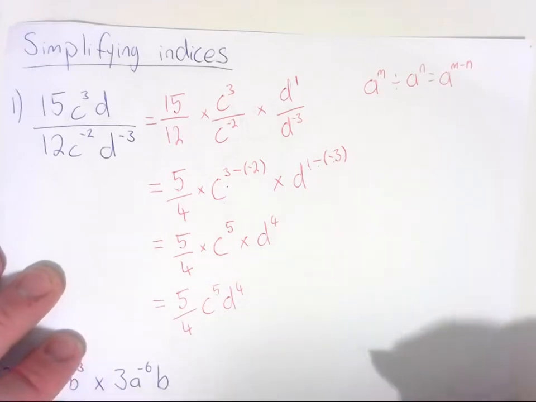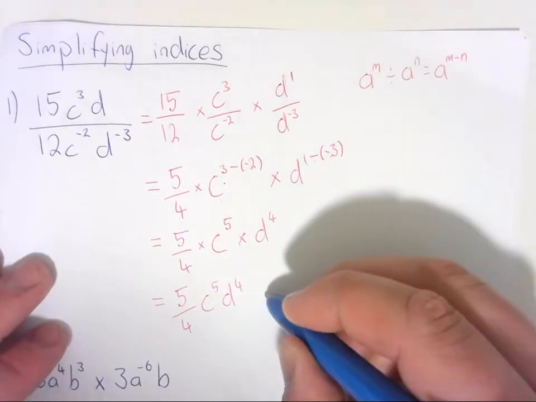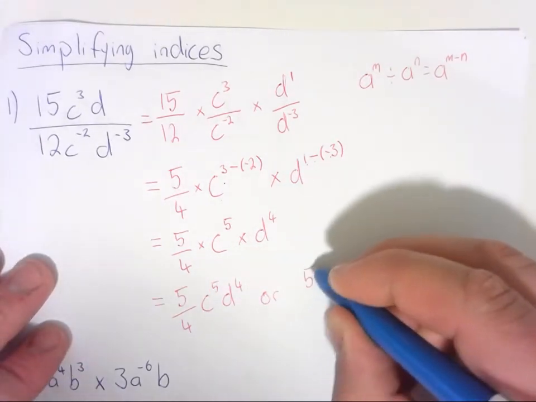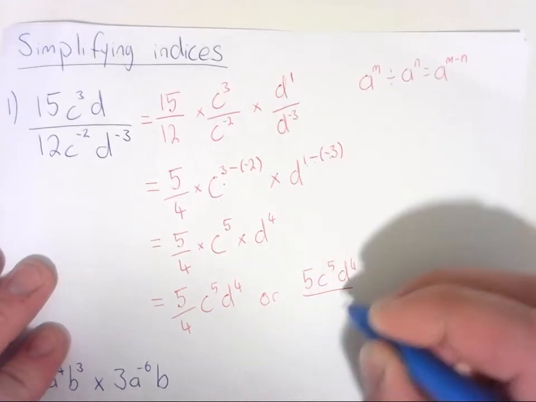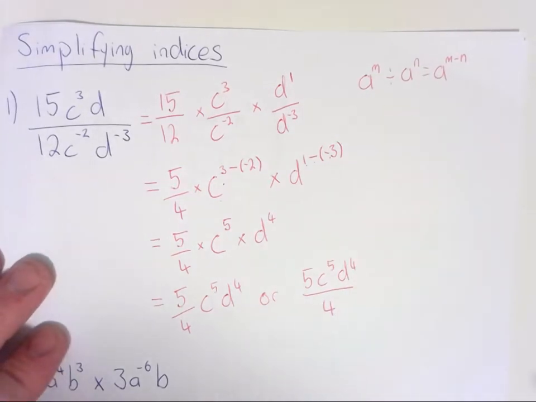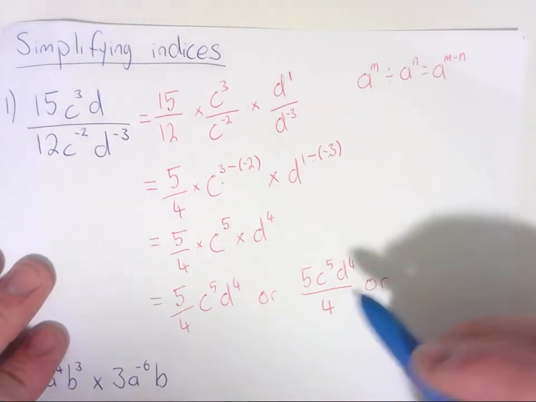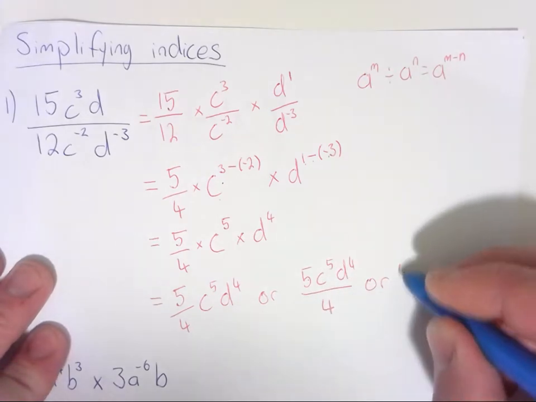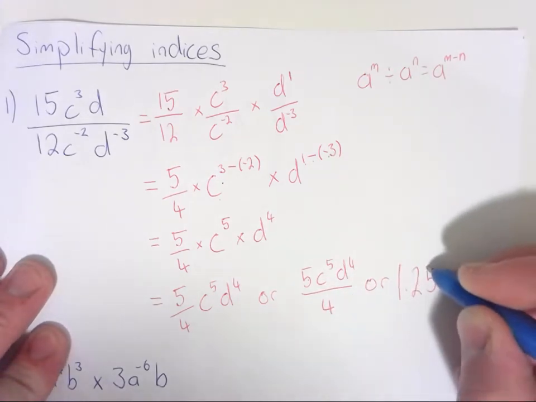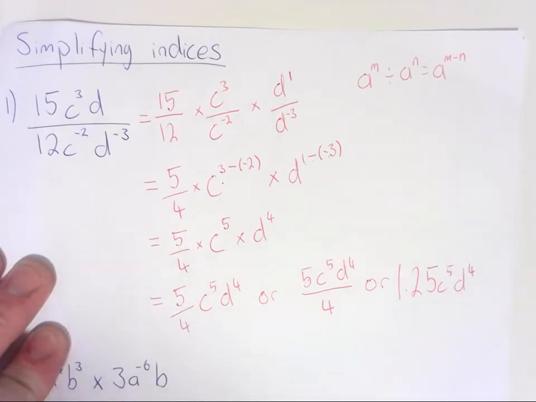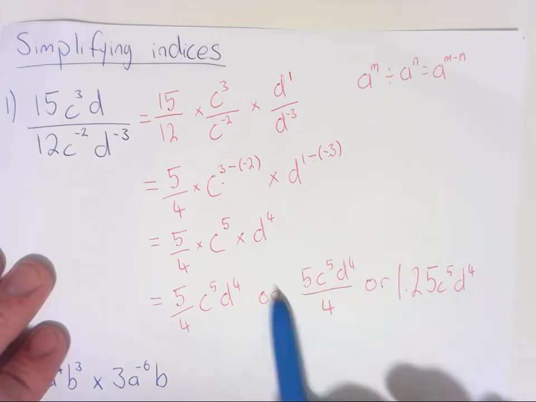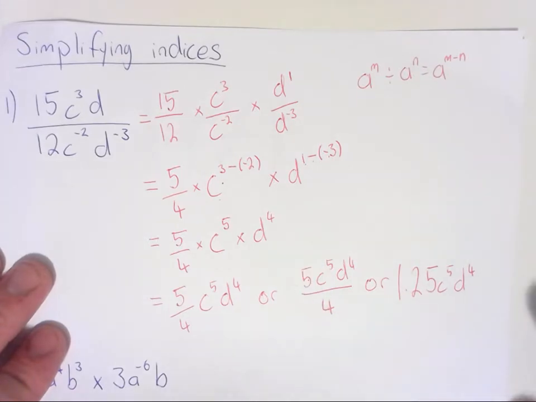Now remember, you can write this another way. Any of these fractions, you could write this as 5c^5 d^4 on 4, or you could also write, if you prefer, 5 divided by 4 is 1.25 c^5 d^4. Any of these answers would be acceptable. Personally, I'd probably like this one, but that's just me. It is completely up to you.